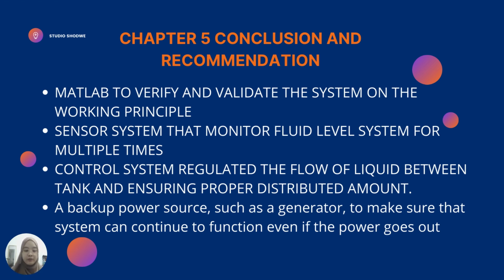The control system regulates the flow of liquid between the tanks, ensuring properly distributed amounts. And a backup power source such as a generator can make sure that the system continues to function even if the power goes out. That can be a recommendation for another type of tank or fluid level tanks to create in the future.